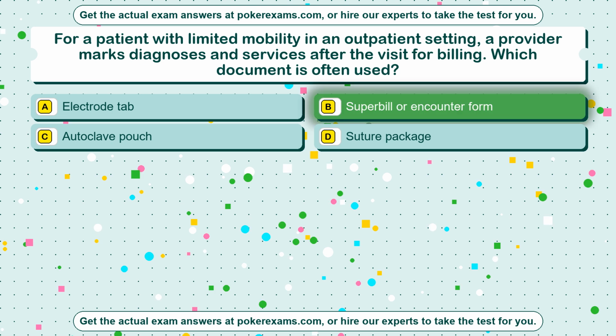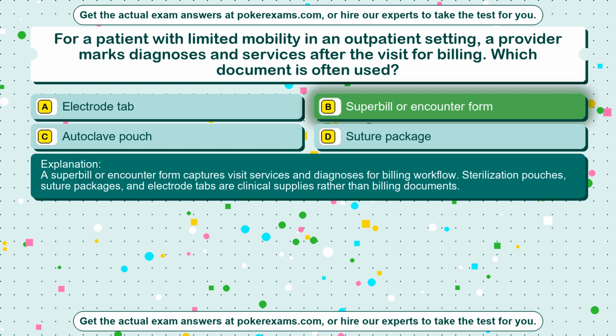The correct answer is option B, superbill or encounter form. A superbill or encounter form captures visit services and diagnoses for billing workflow. Sterilization pouches, suture packages, and electrode tabs are clinical supplies rather than billing documents.